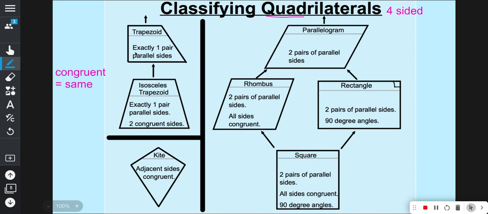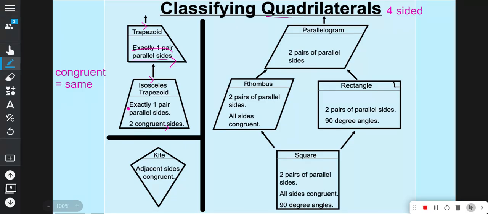Trapezoid, the definition says exactly one pair of parallel sides. My line got off a little there. Exactly one pair of parallel sides. We show parallel with arrows. The top and the bottom are parallel to each other. Notice that definition shows up again in isosceles trapezoid. In this case, it is again the top and the bottom that are parallel.